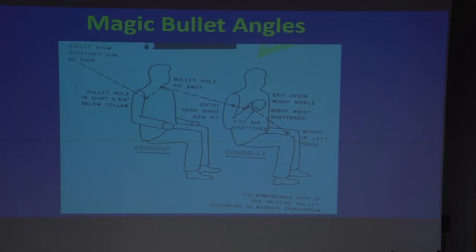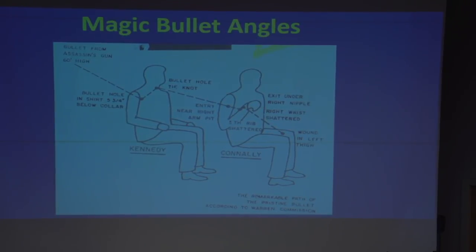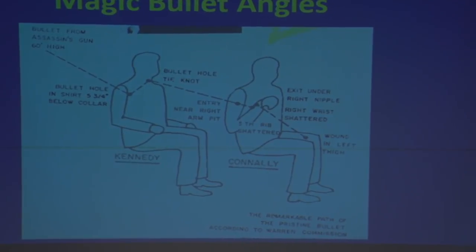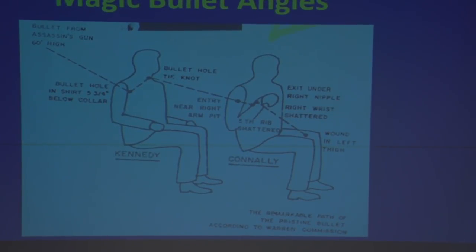Okay, this is a diagram of the various shots that hit Governor Connally and Kennedy. There was one shot from a 90-degree angle that hit Kennedy in the back, 6 inches below his neckline, according to the Warren Commission report, the government's report. Then it somehow managed to turn around and proceed upward at about a 45-degree angle, exit his throat, and then stay in midair for 1.6 seconds. We know that from the Zapruder film, the point at which Kennedy grabs his throat and the point at which Governor Connally grimaces. It's 1.6 seconds between those two events.